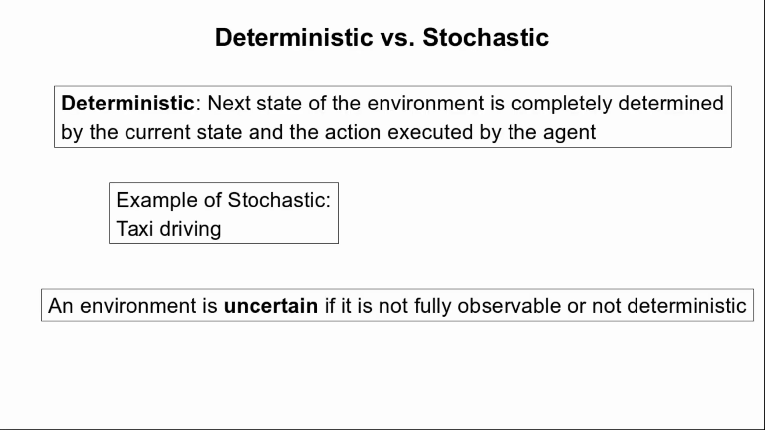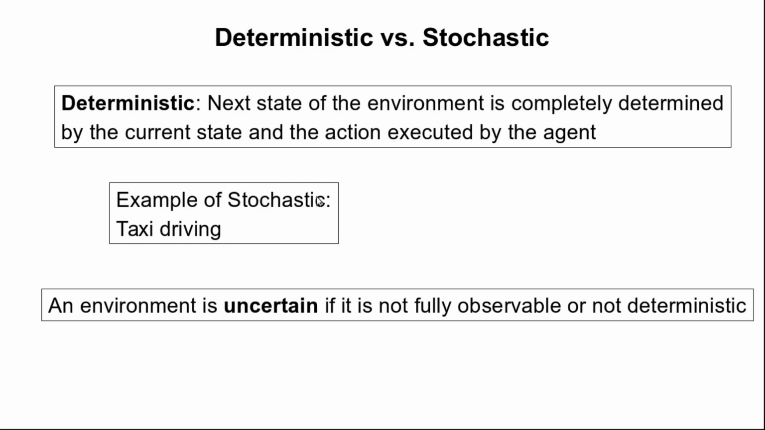The next dimension along which task environments can be categorized is deterministic versus stochastic. Deterministic environments are those in which the next state of the environment is completely determined by the current state and the action executed by the agent. Otherwise, it's stochastic. An example of a stochastic task environment is taxi driving, because the state of the traffic in the next moment of time is not determined by my action only.